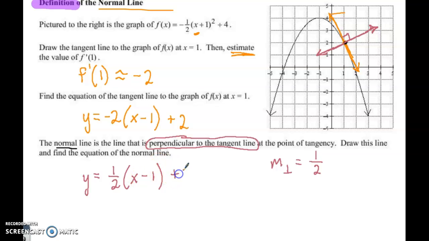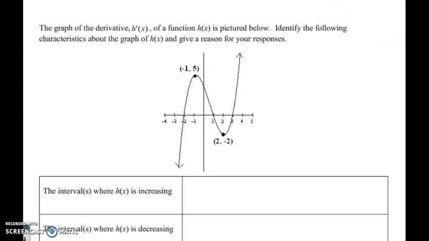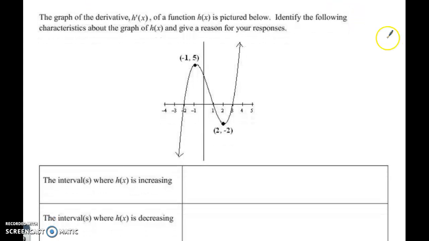Now, if you want to, feel free to distribute and simplify, but this is all I ask you to do for right now. So we can ask a few more questions. Now notice, this is always stump students. This is the graph of the derivative. So this is h prime of x. So now we can answer these questions in a way different context.